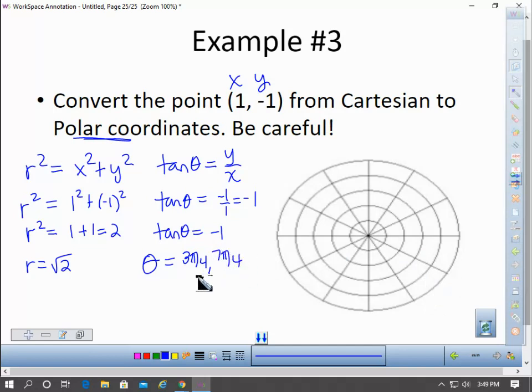So we have to figure out which ones are answers. How are we going to put these together? Is this going to be radical 2, 3 pi over 4, or radical 2, 7 pi over 4? You need to figure out what goes together here.